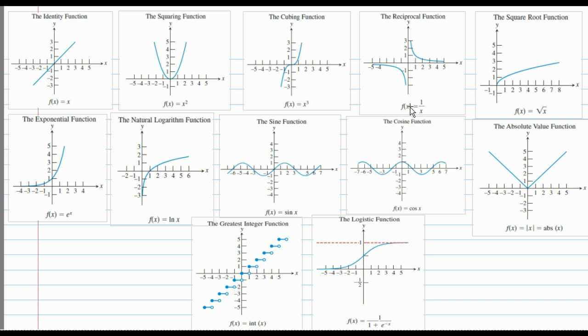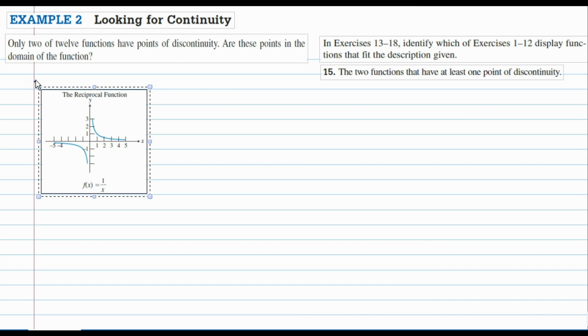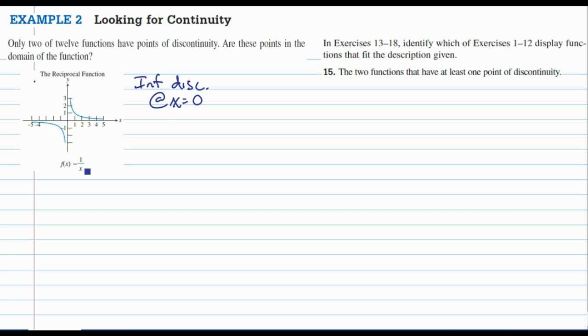One of those is f of x equals 1 over x. Now that function has an infinite discontinuity at x equals 0 because 0 makes the denominator 0. As a matter of fact, that means that 0 has to be left out of the domain. So in this case, the point of discontinuity is not in the domain of the function. The domain is negative infinity up to 0, but not including, and then again after 0, all the way out to the right on the x-axis to positive infinity.